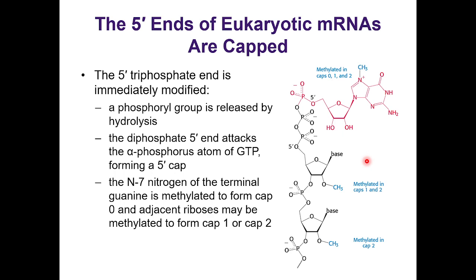The N7 nitrogen of the terminal guanine is going to be methylated. This will form cap 0, and the adjacent riboses may be methylated to form cap 1 or cap 2. Okay, and so right here we have that nice little GTP, and then this is going to be methylated: cap 0, 1, and 2. This is methylated in cap 1 and 2, and this is methylated in cap 2. And that's the methyl group on that second oxygen. Why do we have that second oxygen there, by the way?